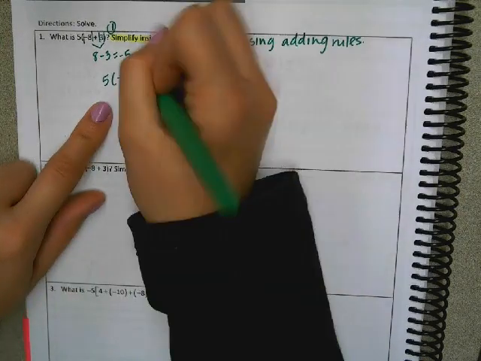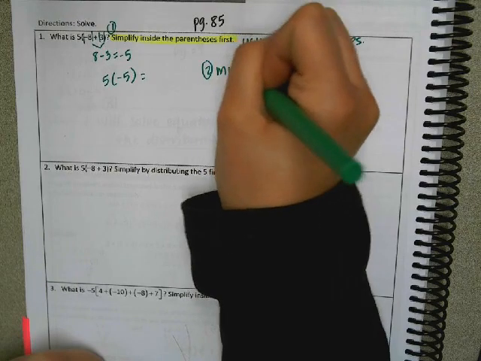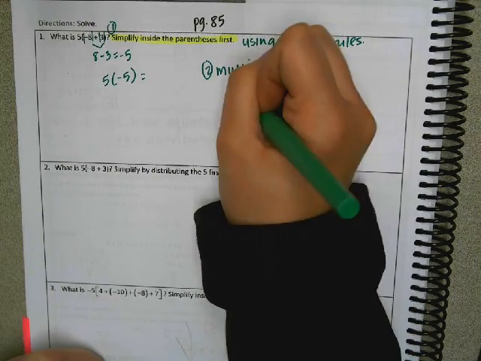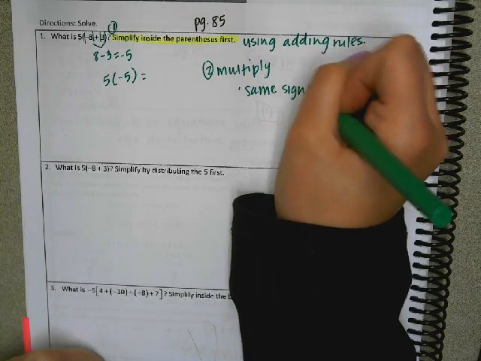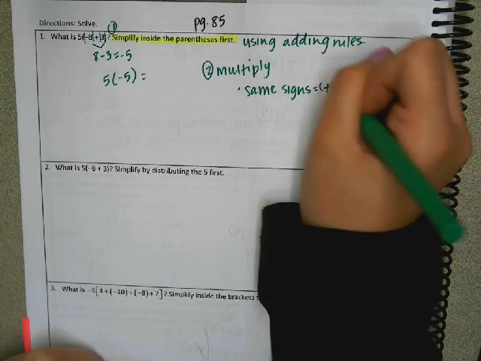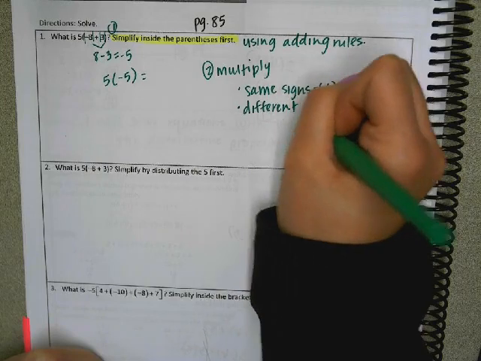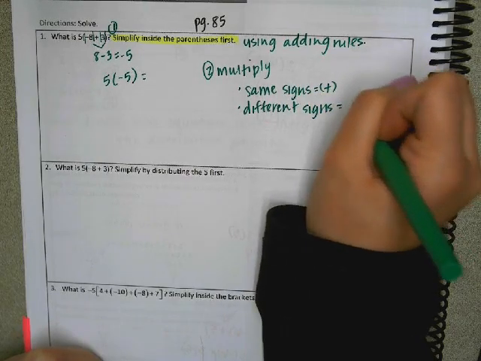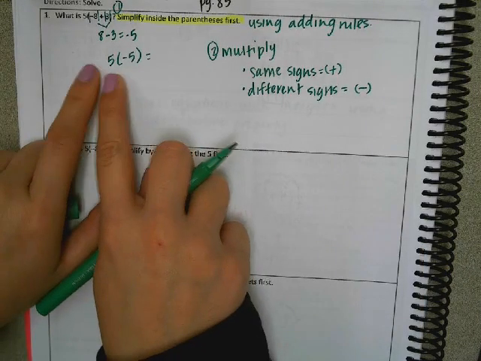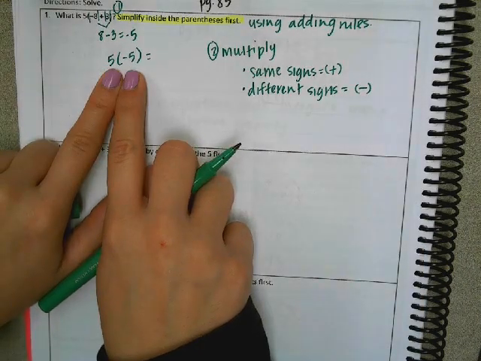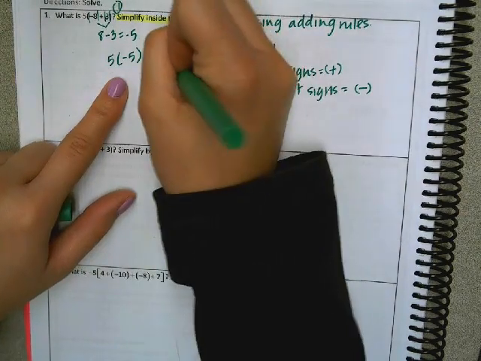5 times negative 5, remember your multiplication sign, so step 2, multiply. And I'm just going to write a little hint that same signs equal positive, and different signs equal a negative. Then from there, so we have 2 different signs, right? I have a positive 5 times a negative 5. So my answer is going to be negative. And 5 times 5 is 25.